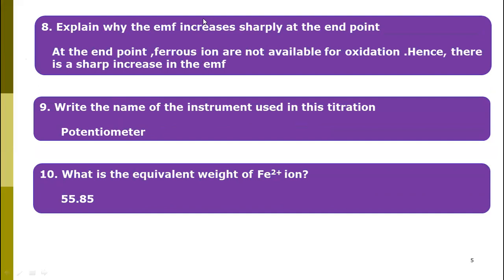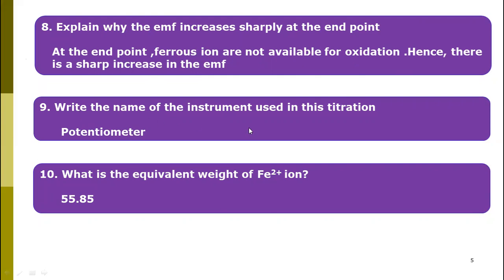Next question. Explain why the EMF increases sharply at the endpoint. This is the principle explained in your manual, and you should know this is an important question. At the endpoint, ferrous ions are not available for oxidation. During the titration, once you add potassium dichromate continuously, you will have an increase in EMF until the ferrous is completely oxidized to ferric at one particular point. That means at the end point, all the ferrous ion will be completely oxidized to ferric and there will not be any availability of ferrous ion. Hence, there is a sharp increase in the EMF.